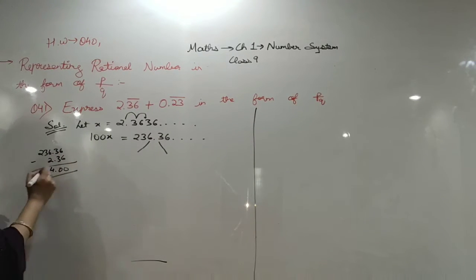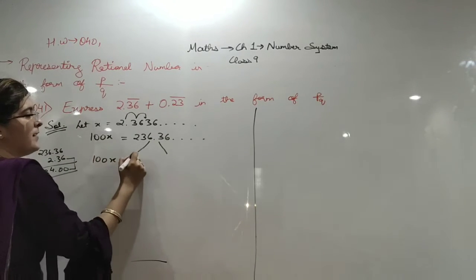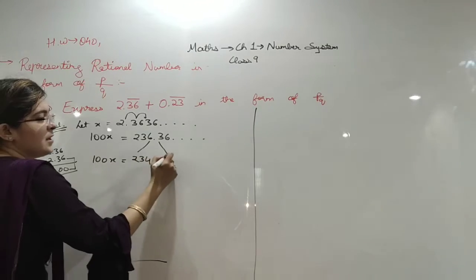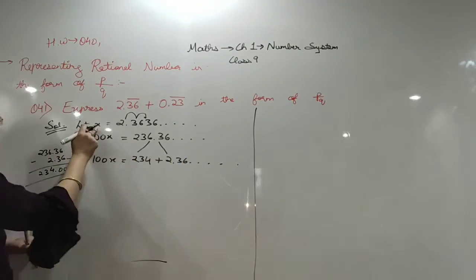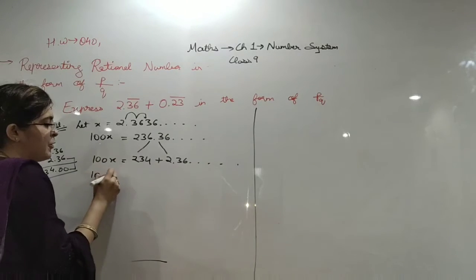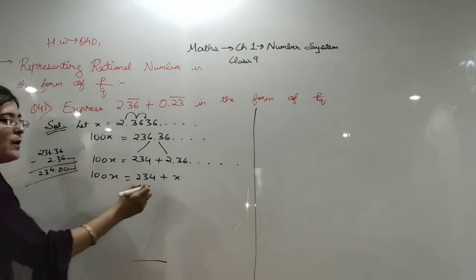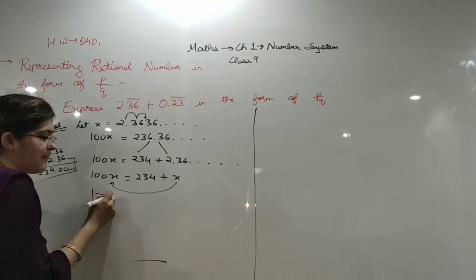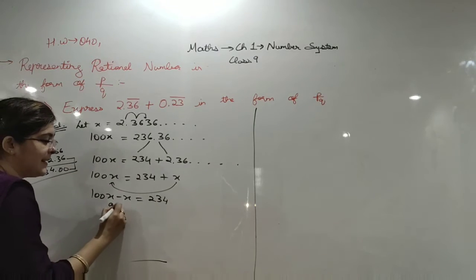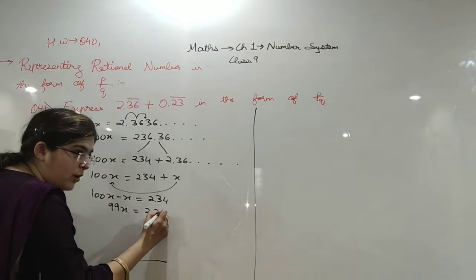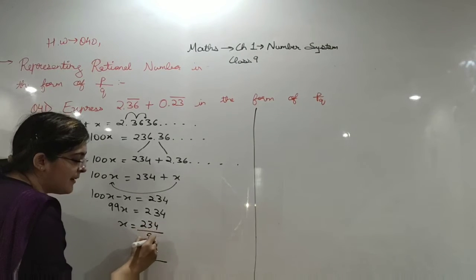What we are getting? We are getting 234 plus 2.36 and so on. Now again 2.36 is same as x. So we will put x in place of 2.36. Now x will shift towards LHS. It will become 100x minus x is 234. It will become 99x is 234. Now x is equal to 234 upon 99.